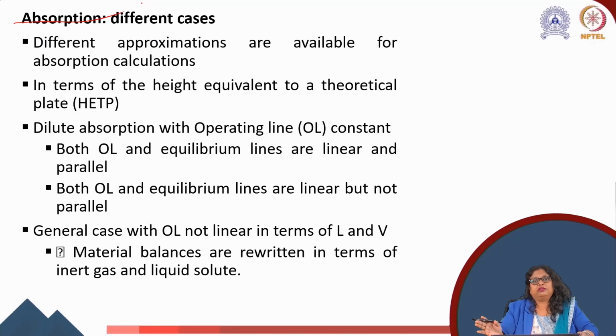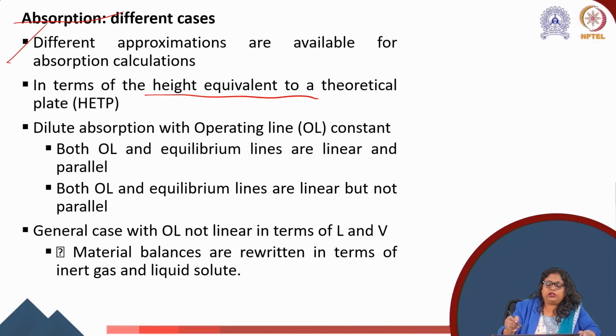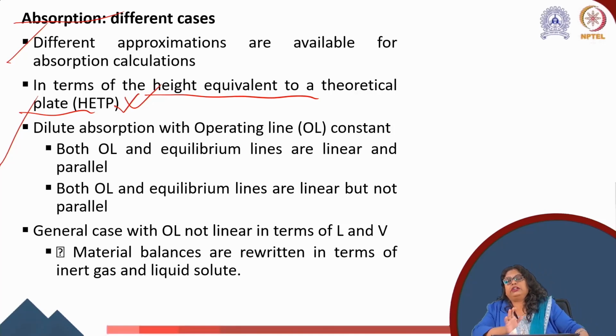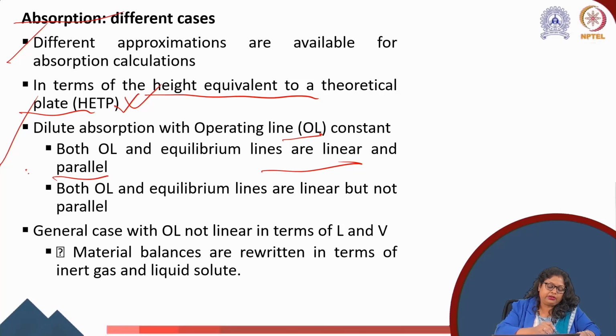Now we will be discussing absorption for different cases. Different approximations are available for absorption calculation. First, in terms of height equivalent of a theoretical plate, which we will call HETP. Second, dilute absorption with operating line constant, where both the operating line, which we represent with OL, and the equilibrium line are linear and parallel. Then both the equilibrium line and operating line are linear but not parallel.